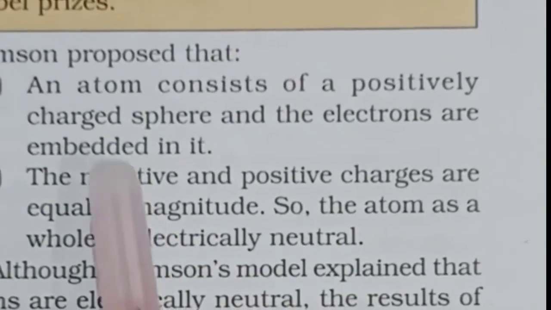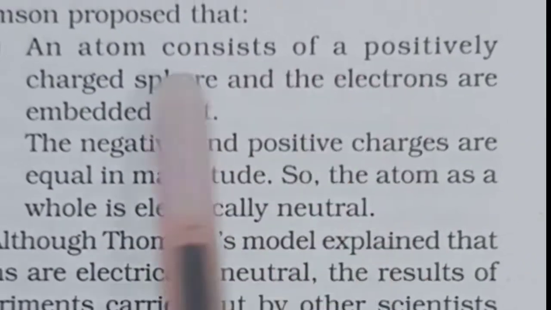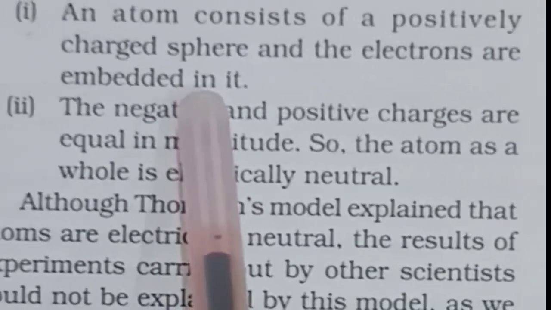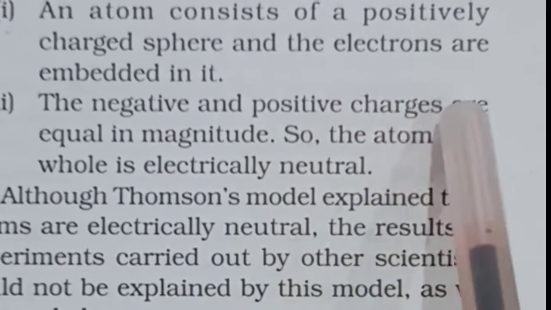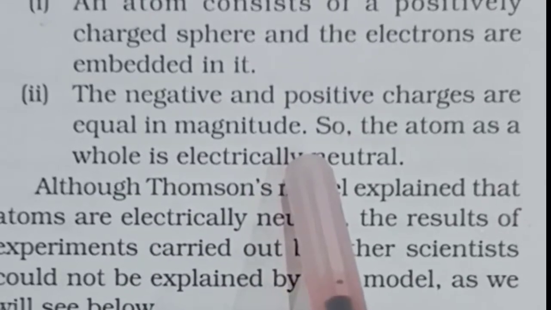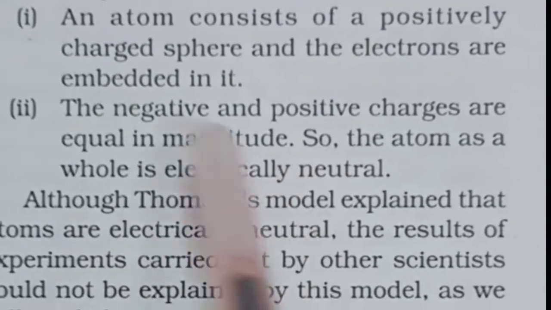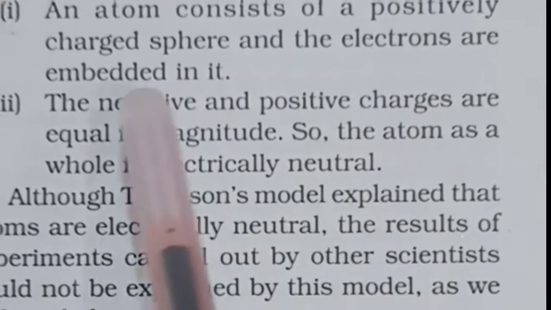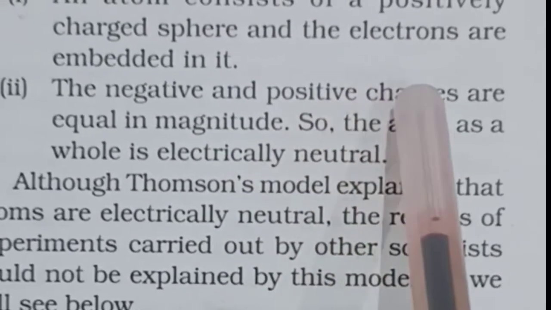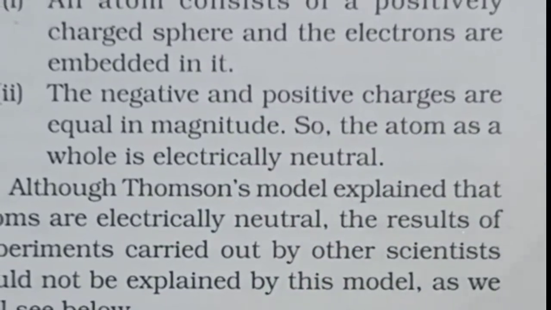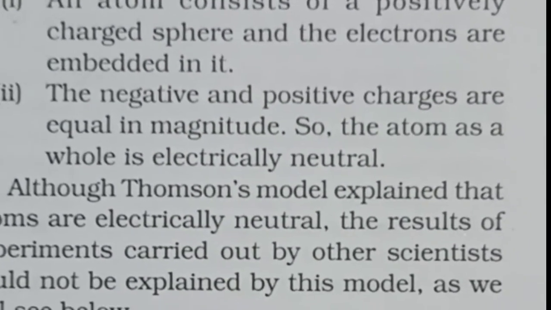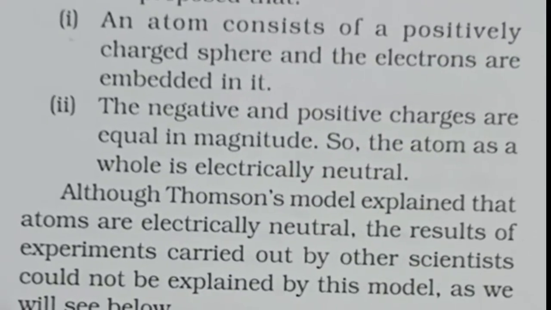J.J. Thomson proposed that an atom consists of a positively charged sphere and the electrons are embedded in it. Embedded means gutha hua hai. The negative and the positive charges are equal in magnitude, so the atom as a whole is electrically neutral. That means as many negative charges are there, the same number of positive charges are there, so they are equal in magnitude, and so the atom as a whole is electrically neutral.